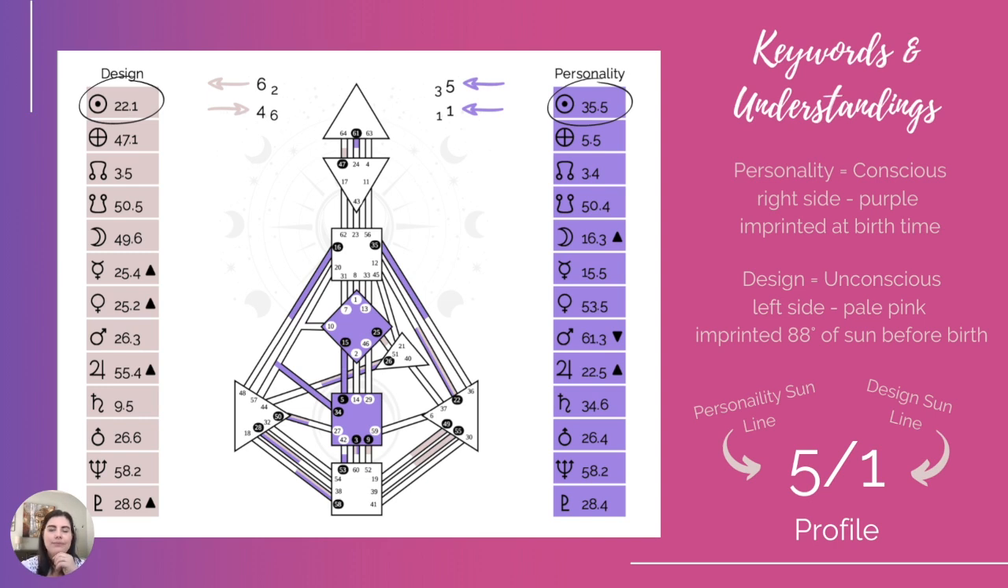So that's where it comes from. Take a look at your chart and make sure you have an understanding of that. Pull up your chart, look at your profile, and then look at your personality sun line and then the design sun line. Remember, those are the numbers after the decimals.